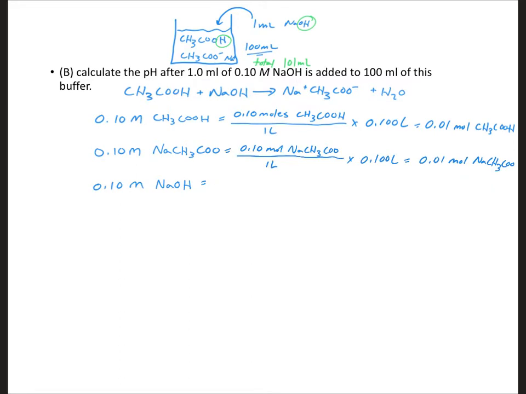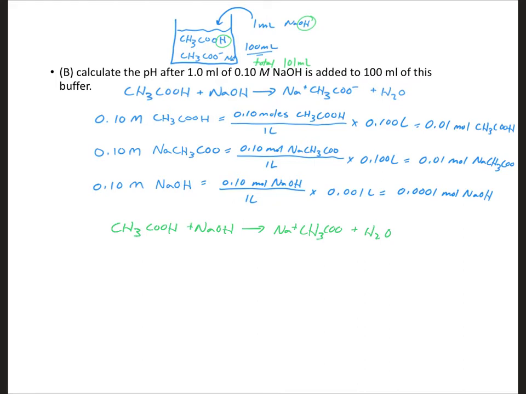So it ends up being the exact same number for the sodium acetate, but a smaller number for the sodium hydroxide, because we only have 1 milliliter or 0.001 liters of that sodium hydroxide. So we actually end up with 0.0001 moles of sodium hydroxide. Now that we have starting amounts of these compounds, we can go ahead and put this into an ICE table for the reaction and figure out what's left over.